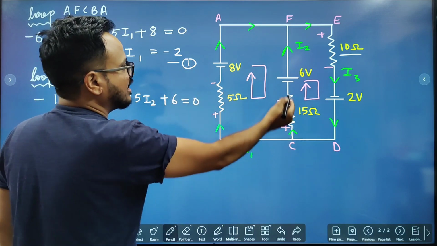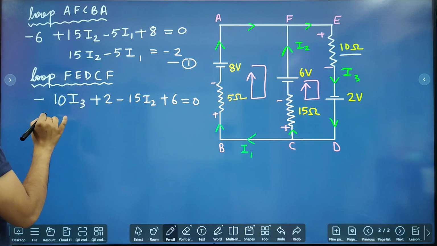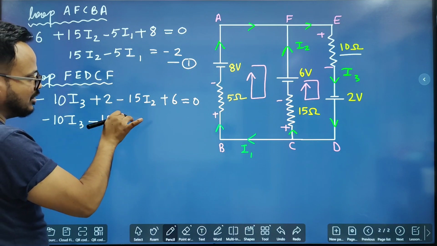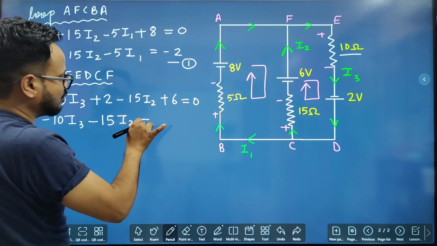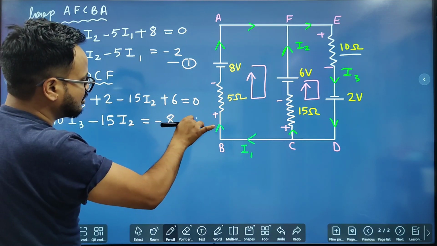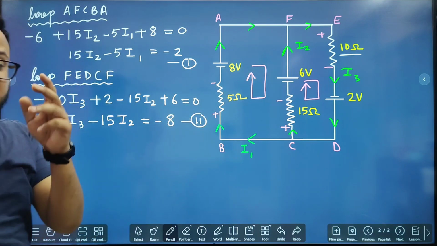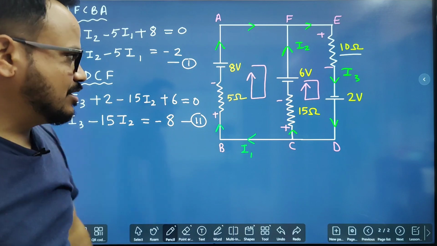Now we have again arrived at F. So loop is complete. So it is minus 10 I3 minus 15 I2. 6 plus 2 is 8. This is the second equation, but we need three equations because there are three unknown variables.